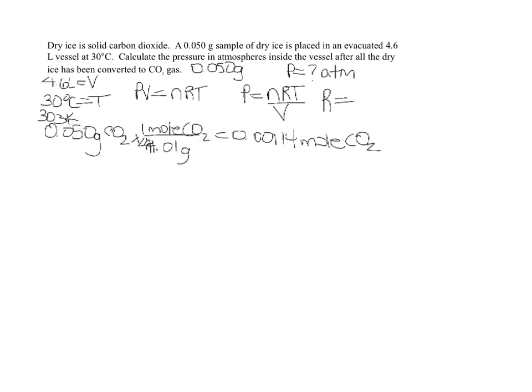Okay. All right, and our R value is something that we look up on a table. In this case, since we're looking for atmospheres, we want an R value that corresponds to atmospheres. So we have 0.08206, and this particular R is in liter atmospheres per mole Kelvin, which is just what we're looking for.